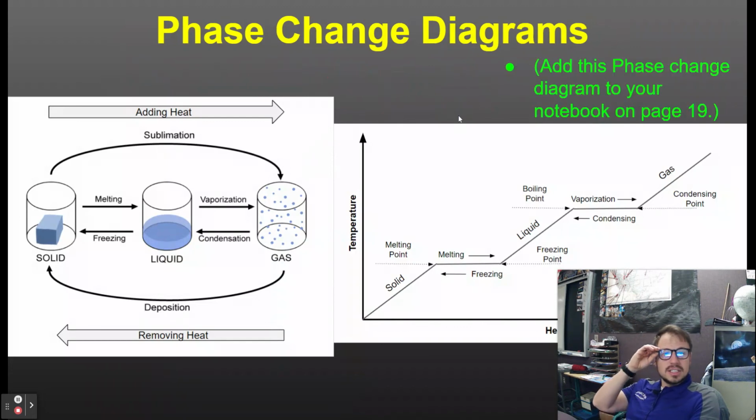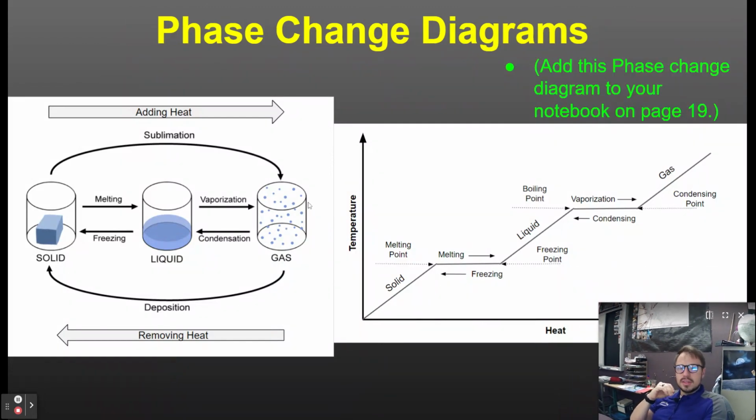So these are the phase change diagrams that you're going to need to know. Now, this first one over here, this one's just saying, hey, I add heat. What are the different phase changes? Now, this one on the right is my temperature versus heat graph. So like I said, temperature and heat are not the same thing. I can add energy, but watch what happens, right?